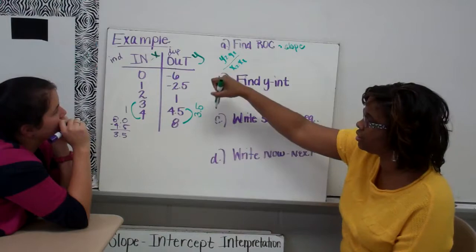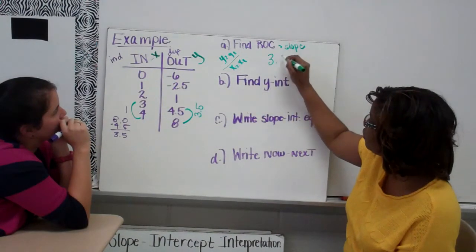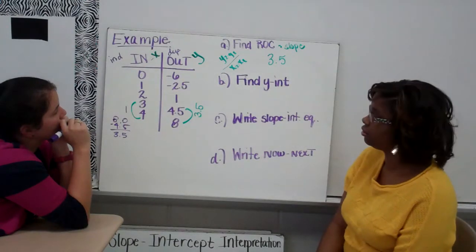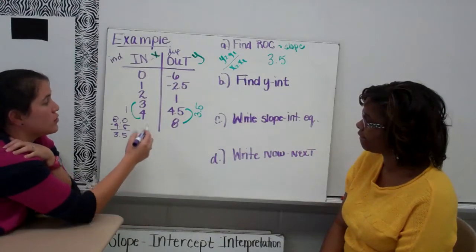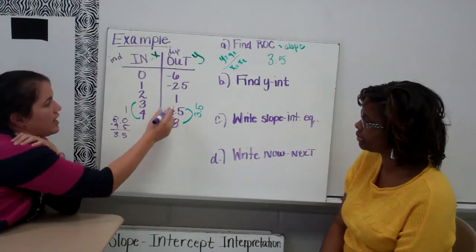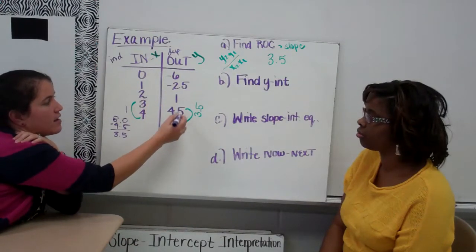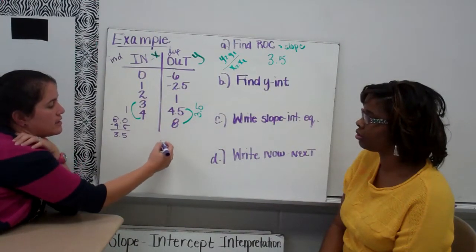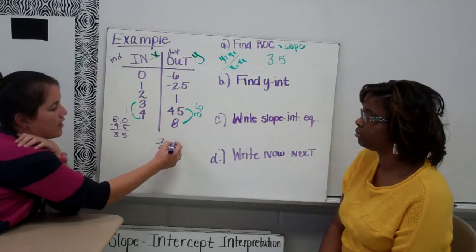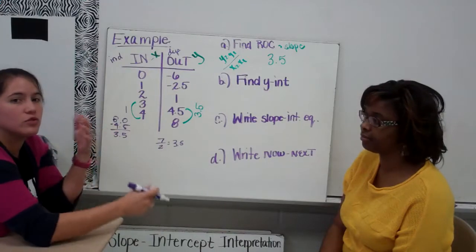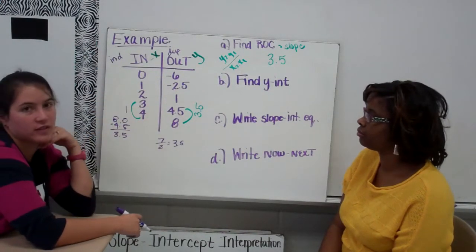So remember, slope is the dependent over the independent. So our rate of change is 3.5 over 1, which is just 3.5. And you could use this point, 4 and 8, and you could have used 2 and 1. So 8 minus 1 is 7. 4 minus 2 is 2, and you still get 3.5. So you don't just have to always use these 2 points. You could use any of the points, and you're going to come up with the same slope.